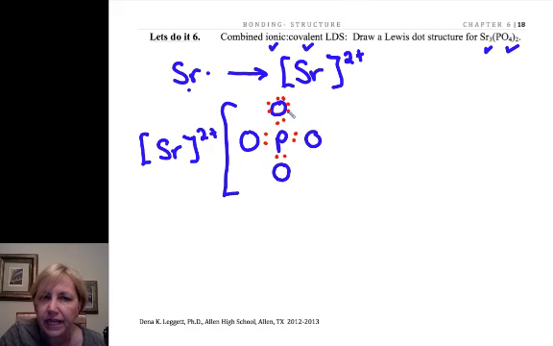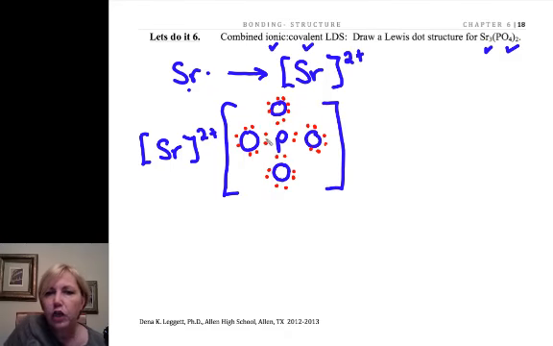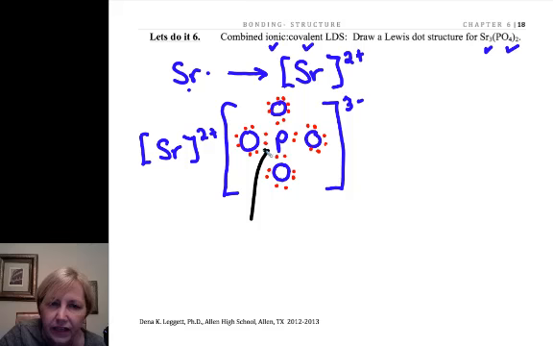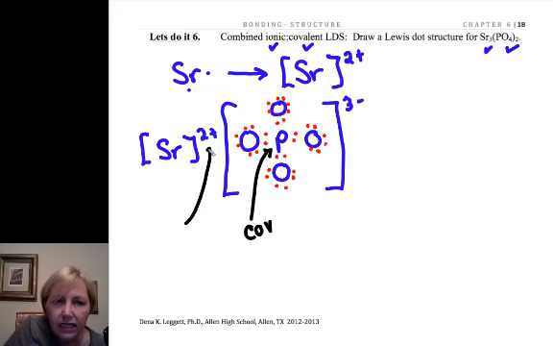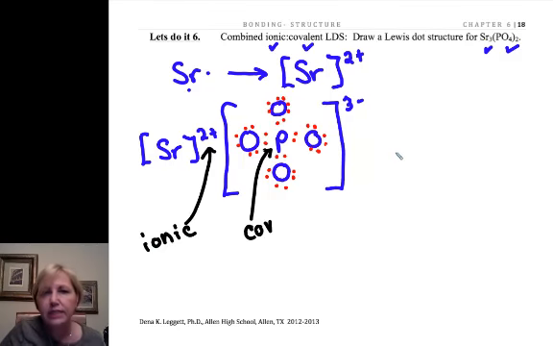Phosphate, and frankly sulfate, does something a little unexpected. If you did a quick image search of those, you would see that they double bond when you wouldn't necessarily predict the need for double bonding. There's no deficiency of the central atom. So then I put a 3-. Now, these are covalent bonds within, so that's a covalent bond, and it's an ionic bond between the two. So we see both types of bonding present here.